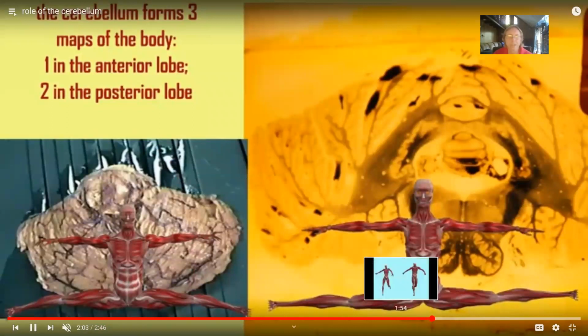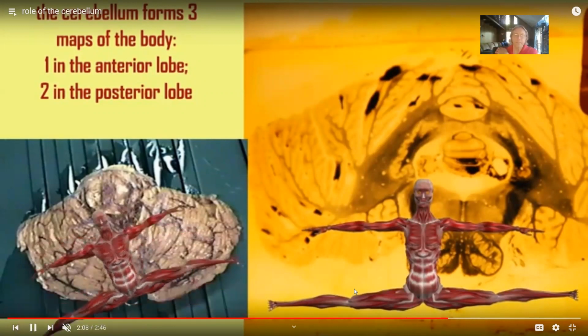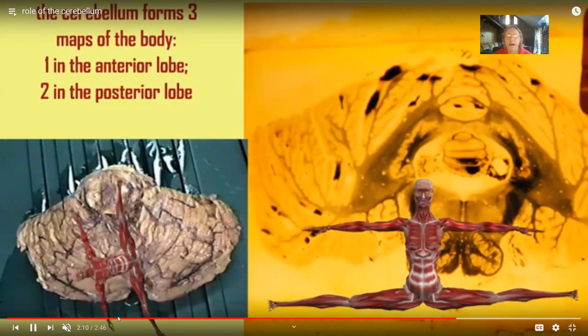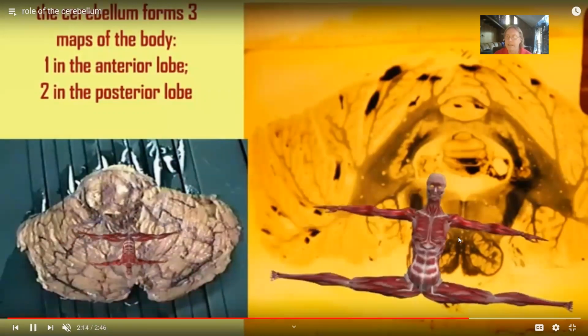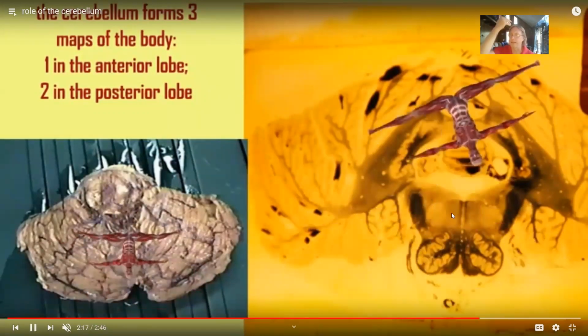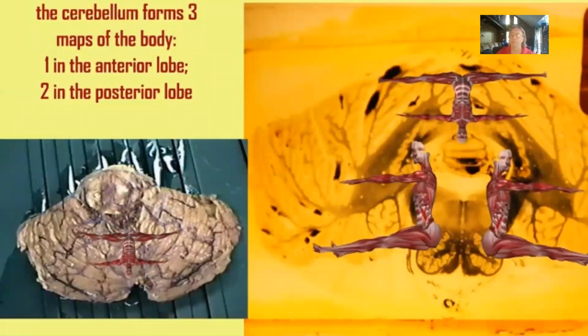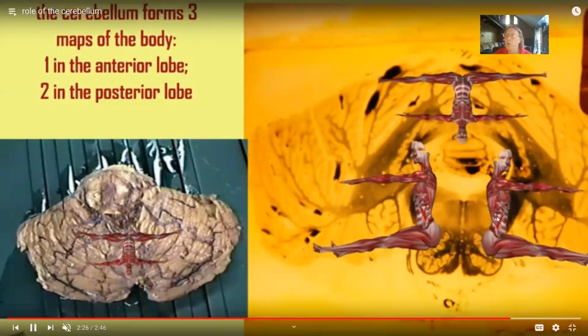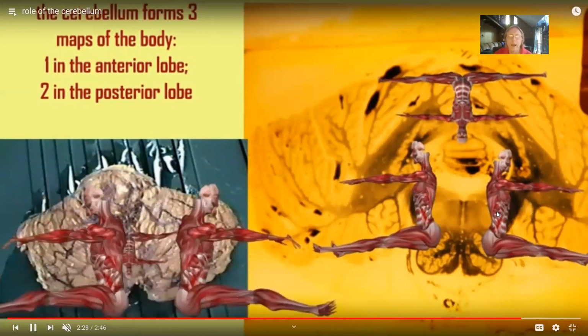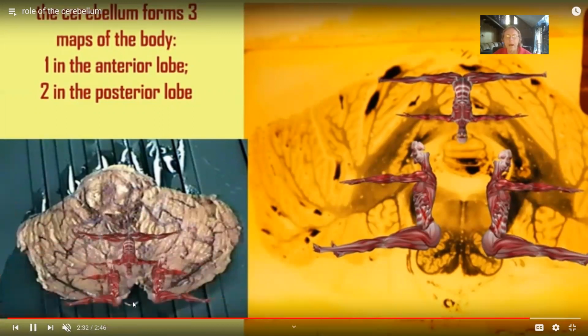As I said, there are maps of the body. So if we were to imagine the cerebellum of a man or a woman, there would be a map of the body looking something like this individual here, which would lie along the midline in the vermis region. Notice that the trunk and the head would be along the midline and the limbs would be lateral. And then there would be two representations of the body: the first in the anterior lobe, the second in the posterior lobe. So we have these maps of our body.